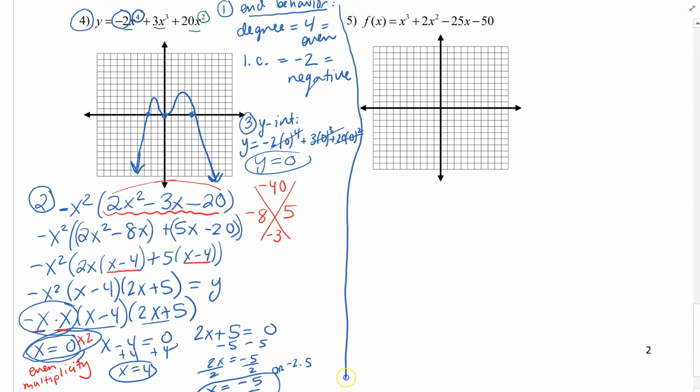Okay, over here at example 5, same bummer, is we're going to have to do all the factoring work, right? Because it was given to us in standard form. But before we do all the work to factor it, let's just take a look at the end behavior.